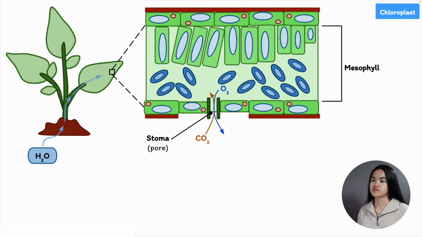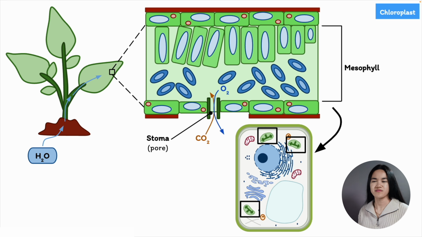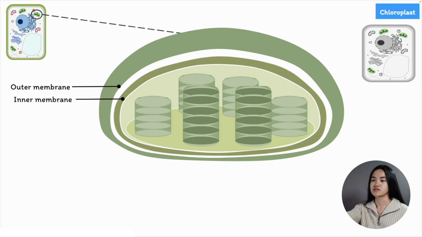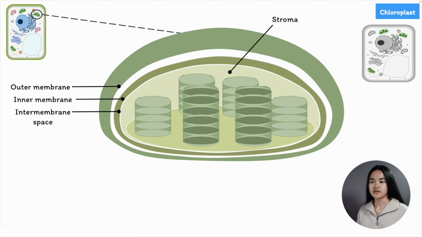Now, each mesophyll cell contains chloroplasts, about 30 to 40. Let's go through the structure. A chloroplast, look at this masterpiece, has two membranes surrounding this fluid-filled space called the stroma. Inside the chloroplast is a membrane system in the shape of flattened sacs known as thylakoids. They are stacked like cookies or poker chips, and each stack is termed a granum.